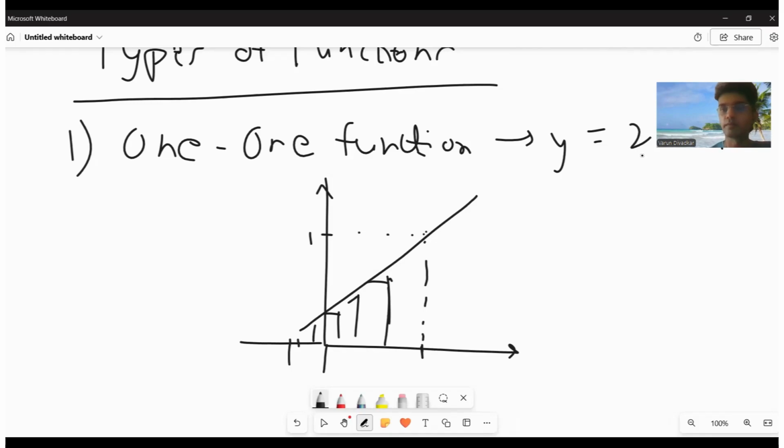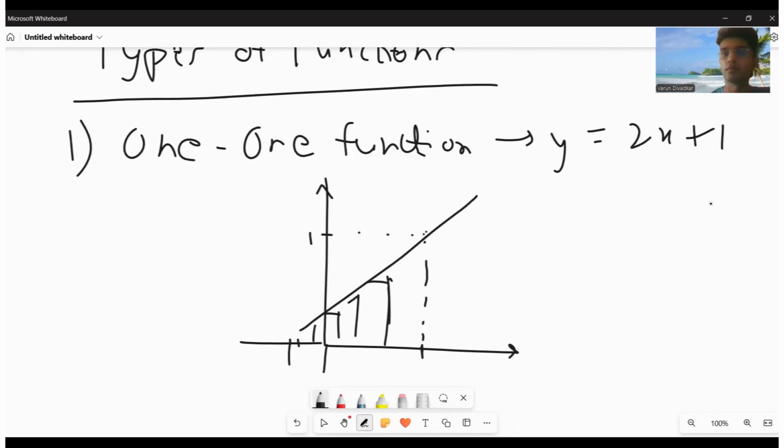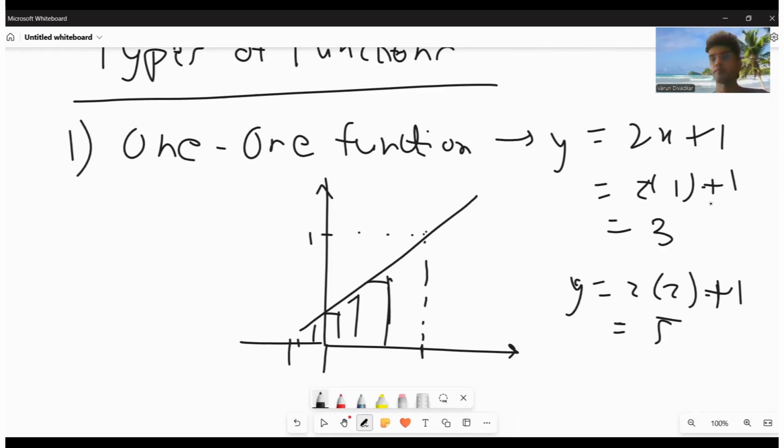So if x is equal to 1, then y is equal to 2 into 1 plus 1, which equals 3, right? If x equals 2, then y equals 2 into 2 plus 1, which equals 5, right? So like this, every value of x maps to exactly one value of y, right? So there's no many-to-one mapping over here.